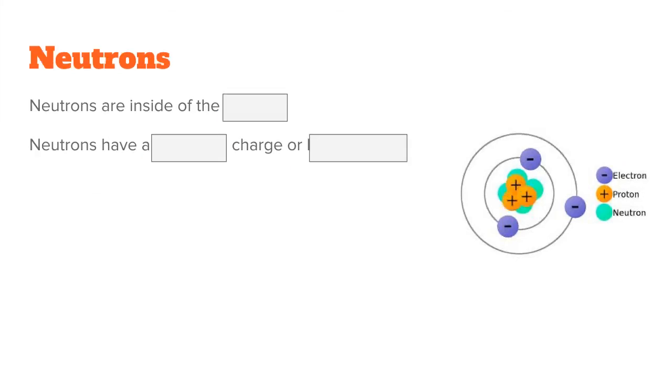Okay, the other part of the atom that's inside of the nucleus is the neutron. So neutrons, remember, are inside of the nucleus. You can remember that because they sound the same: neutron, nucleus. Neutrons have a neutral charge. Again, it sounds the same: neutron, neutral. Neutral just means that there is no charge. They're not positive, they're not negative, they're just kind of there.